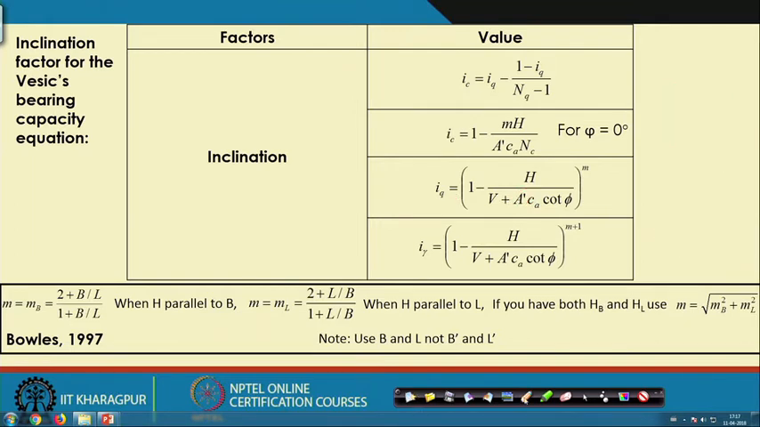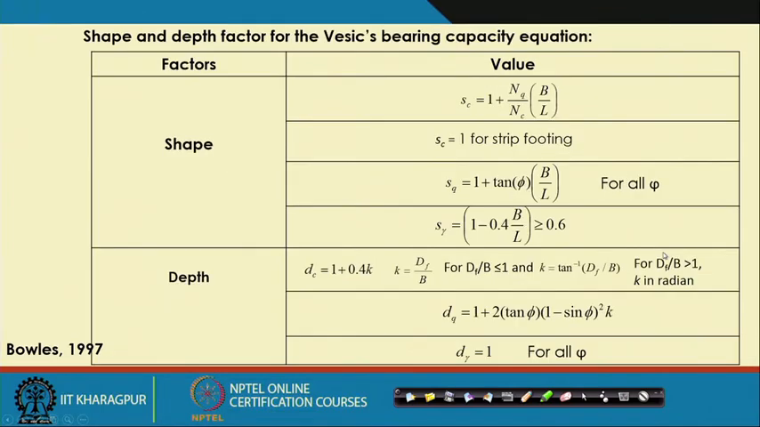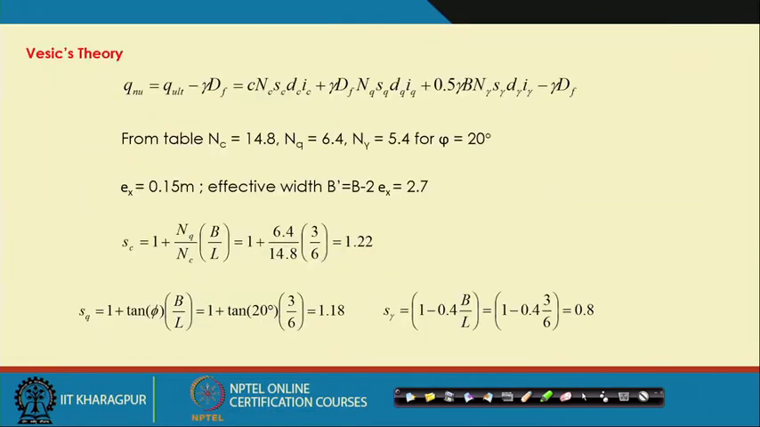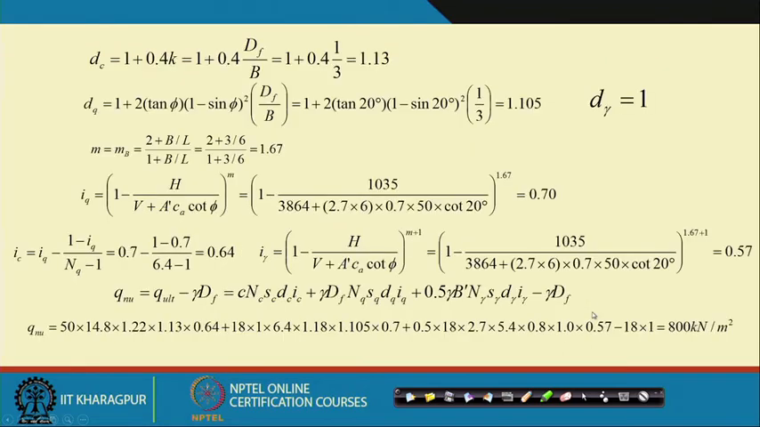And that is why, if I use these values, in a similar way I am using B by L for SC, SQ and S gamma, and because it is also greater than 0.6, we will take 0.8. For DC and DQ also I am using the B, and when I am calculating m, it is in the width direction.